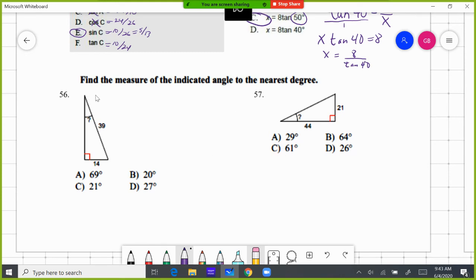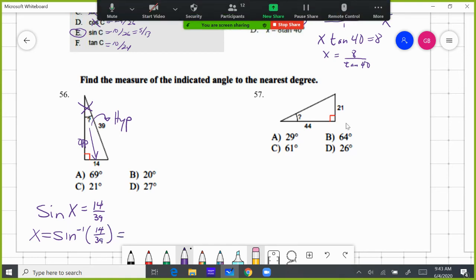56. Find the measure of the indicated angle to the nearest degree. Alrighty. So this is opposite and this is hypotenuse. So it's going to be sine. So the sine of, I'm just going to call this x, the sine of x is 14 over 39. And to solve for x, you do the inverse. This is when you're solving for the angle. So the inverse of 14 over 39.